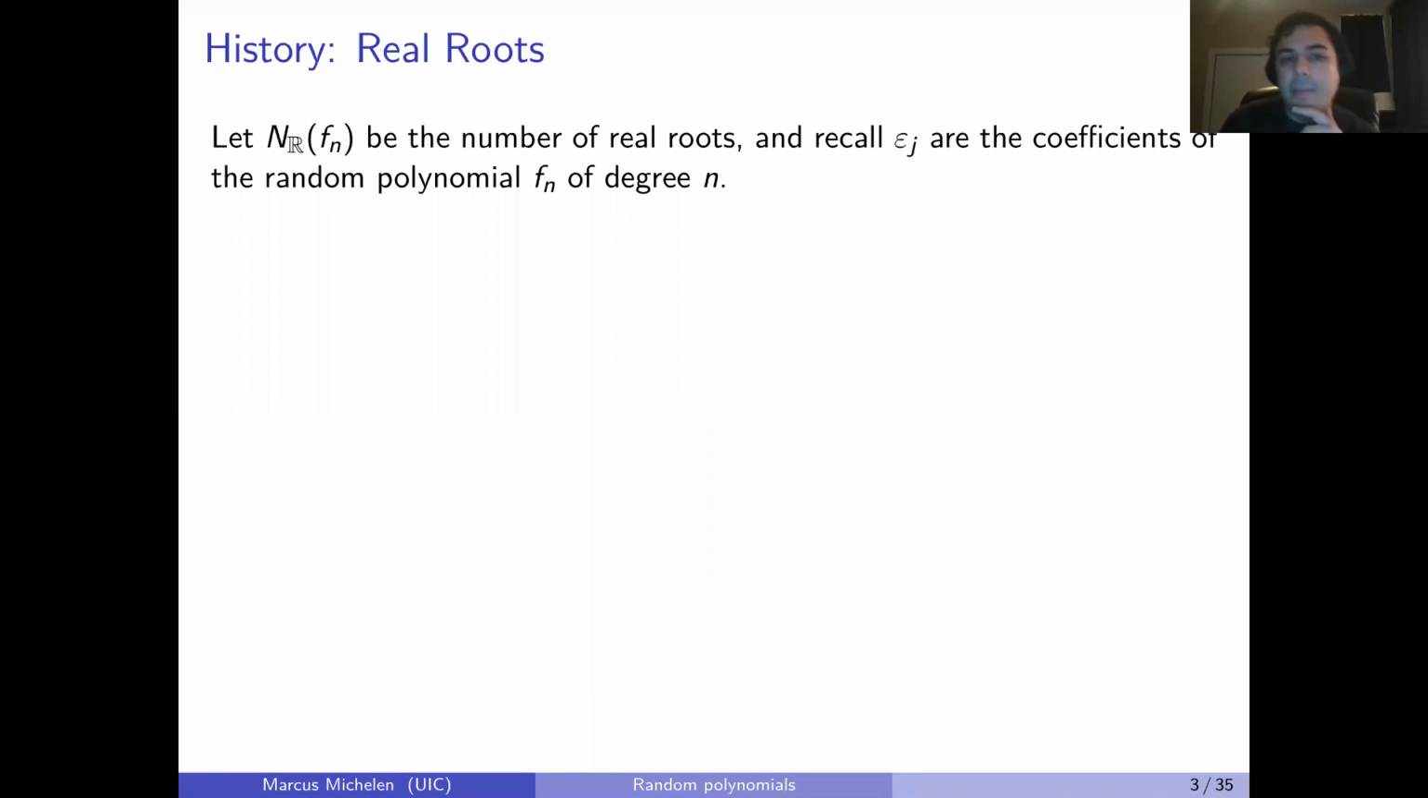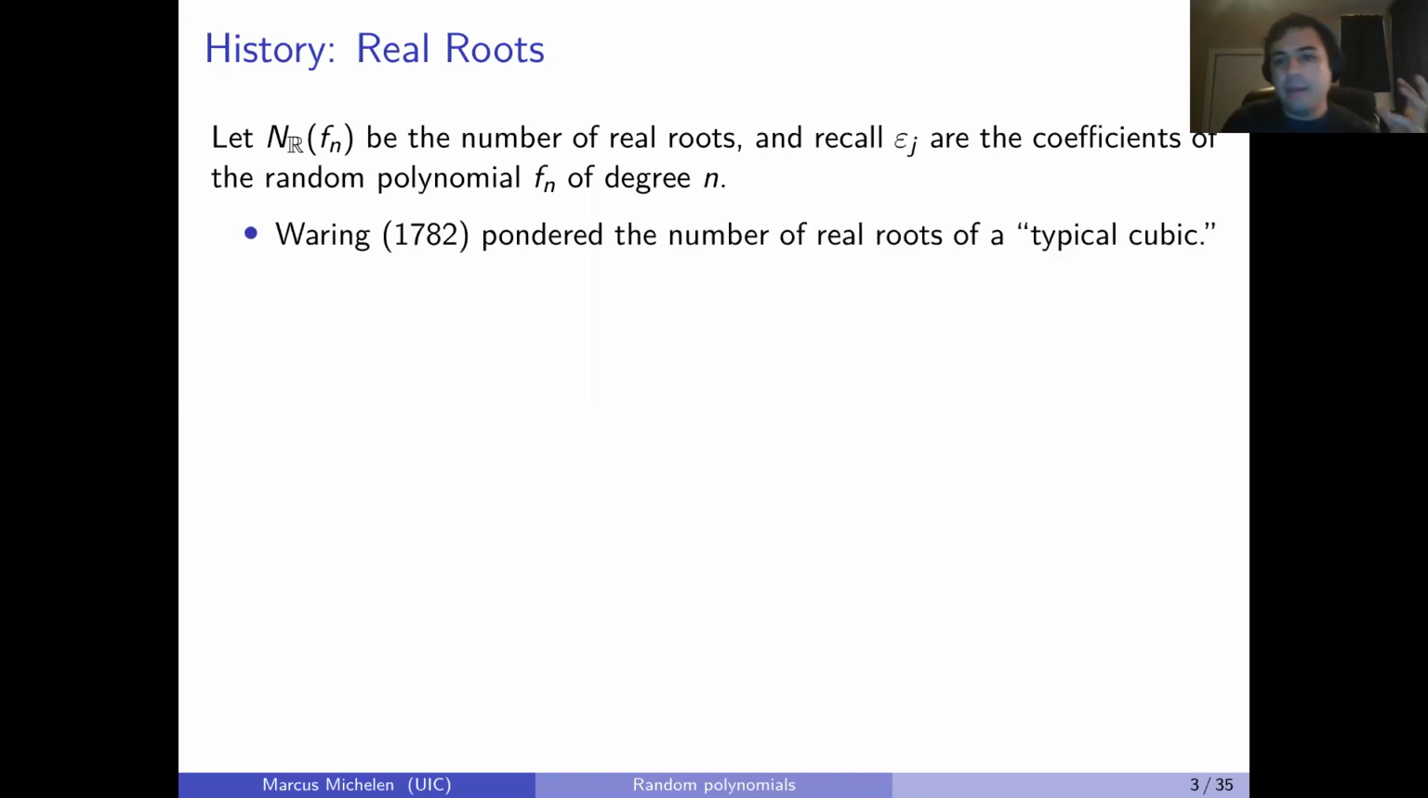Now, if we let n be the number of real roots of this polynomial, let's go through a little bit of the history here. So this definitely predates what we think about as probability, but as early as the 1780s, Waring pondered the number of real roots of a typical cubic. Of course, he didn't prove anything, but he wrote down some sentence like, it appears in most polynomials of degree 3, like 75% of them have all real roots or something like this. Of course, nothing was proven, but he was already thinking about how many real roots does a typical polynomial have.